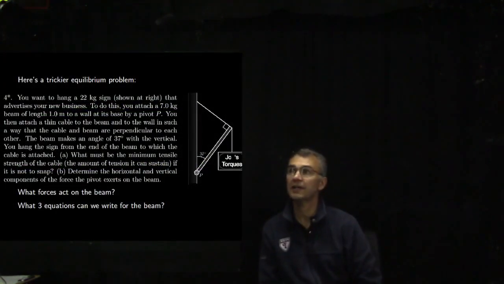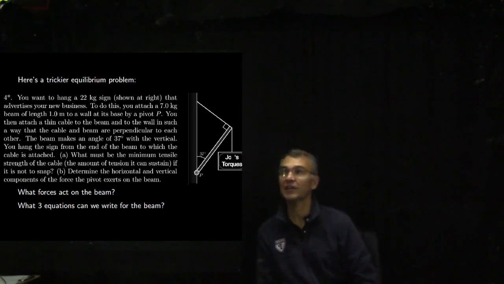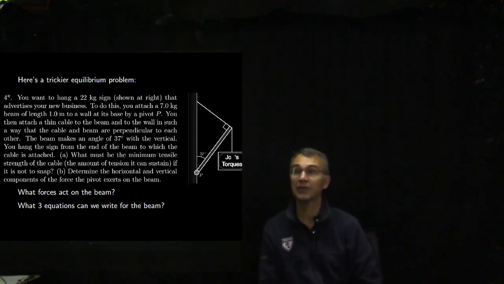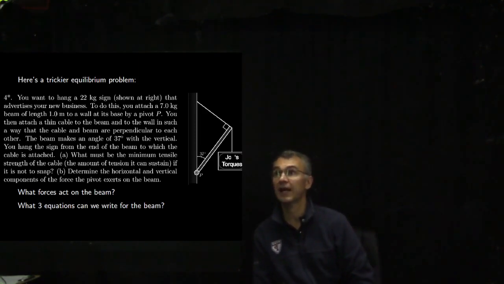You want to hang a sign of mass little m that advertises your new business. To do this, you attach a beam of mass capital M and length L to a wall at its base by a pivot P. You then attach a thin cable to the beam and to the wall in such a way that the cable and beam are perpendicular to each other. The beam makes an angle theta with the vertical. You hang the sign from the end of the beam to which the cable is attached.